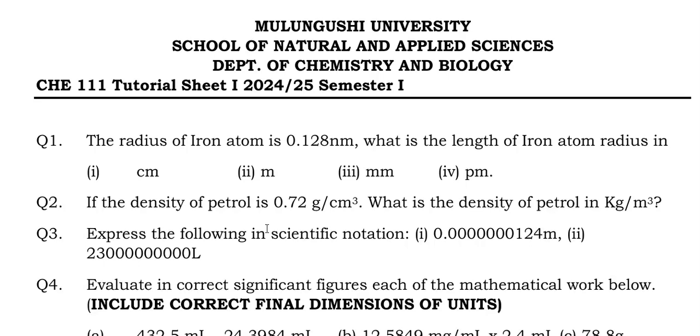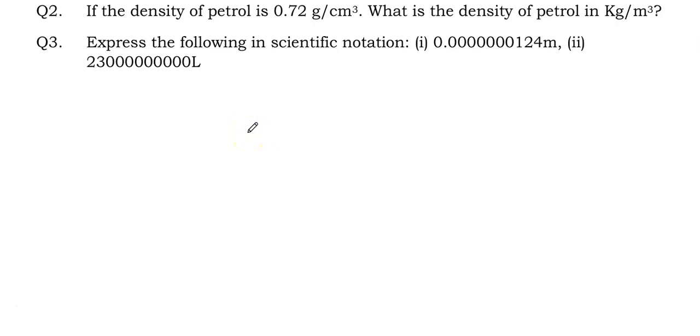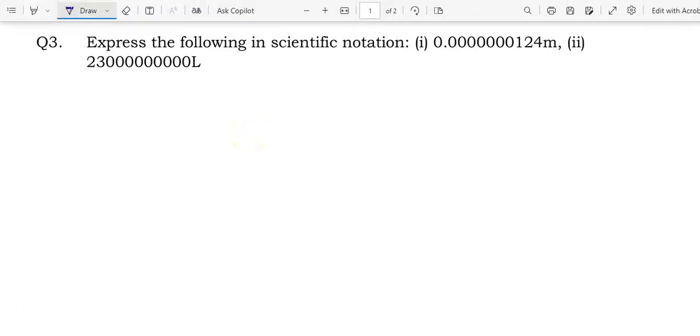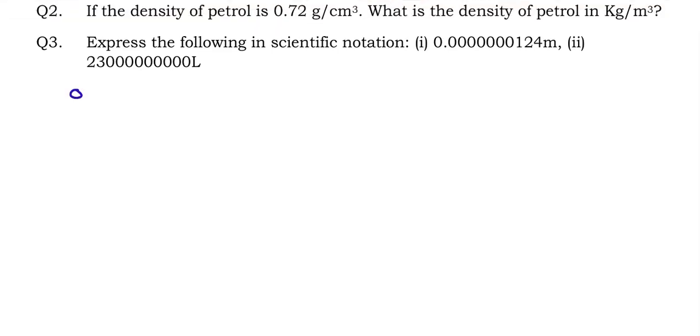The question reads, if the density of petrol is 0.72 gram per cubic centimeters, what is the density of petrol in kg per cubic meter? So we're still on conversion of units. Alright, so the simplest way you can convert units, now I've been given 0.72 gram per cubic centimeters. Then you have been asked to convert this. As you can see, these units are bigger than this. So what are we going to do? What we are going to do is this.